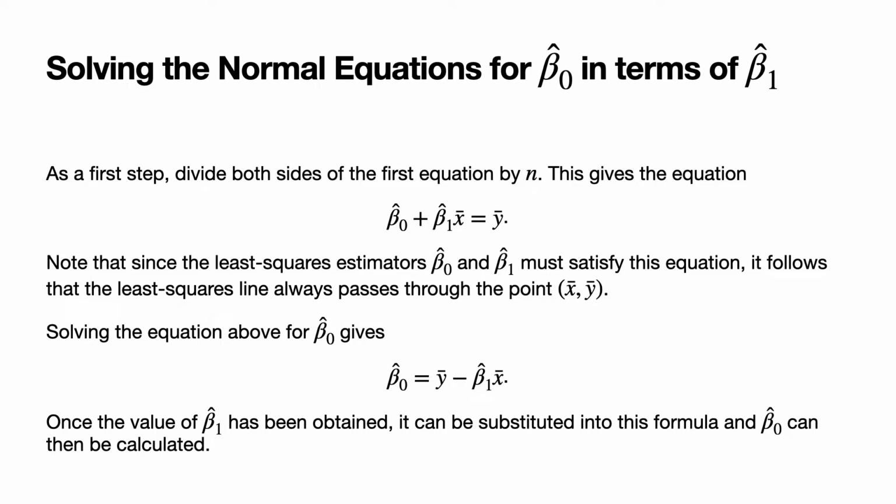Solving this equation for beta 0 hat gives the expression beta 0 hat equal to y bar minus the product of beta 1 hat times x bar. So we have a formula here for beta 0 hat in terms of beta 1 hat. Once the value of beta 1 hat has been obtained, it can then be substituted into this formula and beta 0 hat can then be calculated.